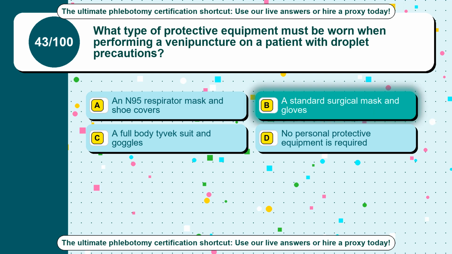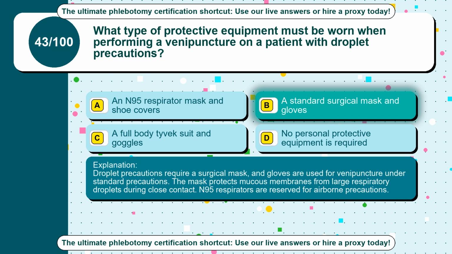The correct answer is option B. A standard surgical mask and gloves. Droplet precautions require a surgical mask, and gloves are used for venipuncture under standard precautions. The mask protects mucous membranes from large respiratory droplets during close contact. N95 respirators are reserved for airborne precautions.